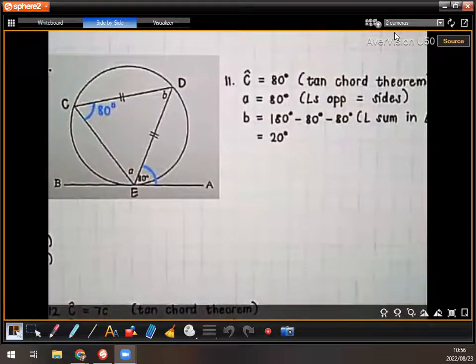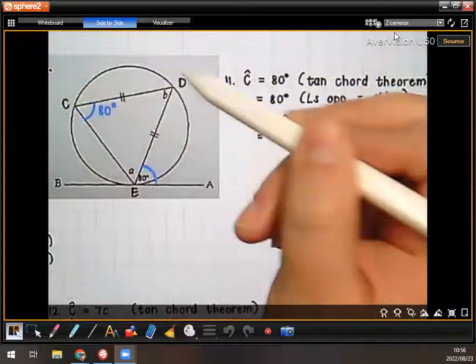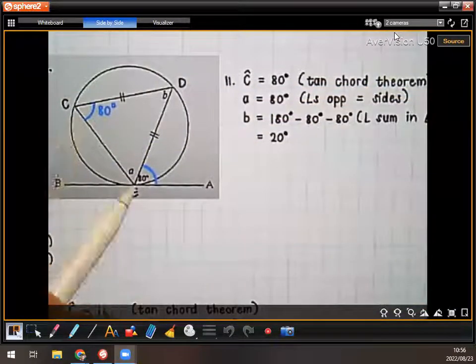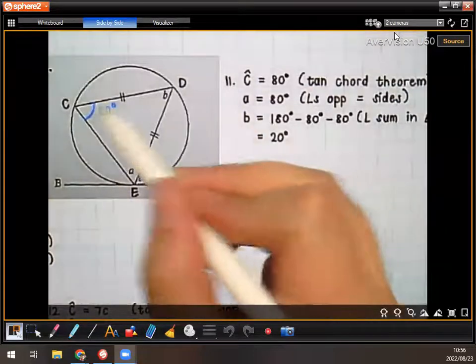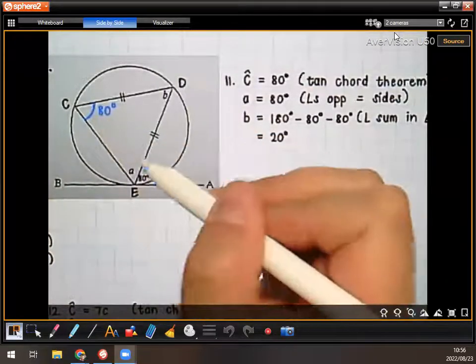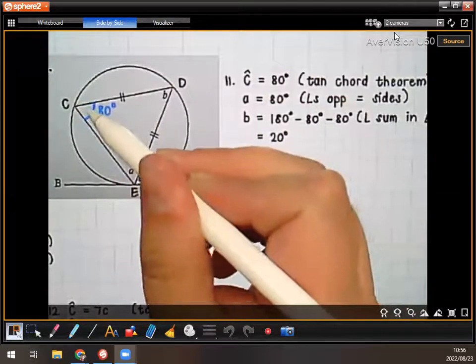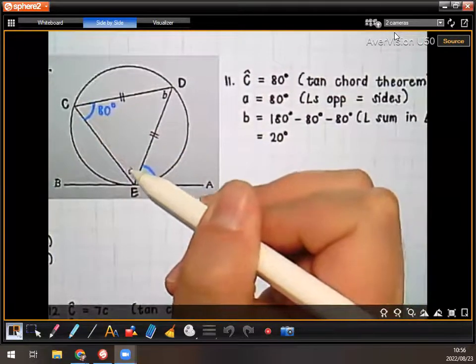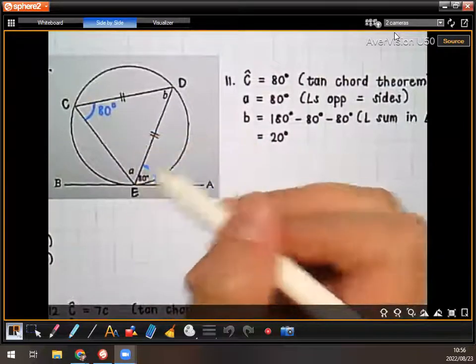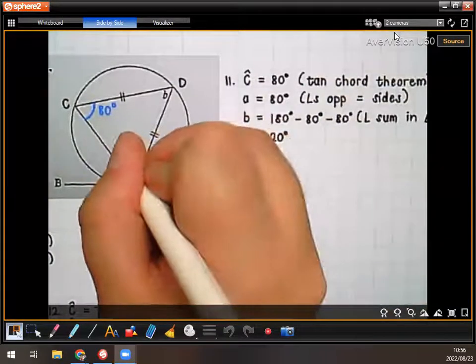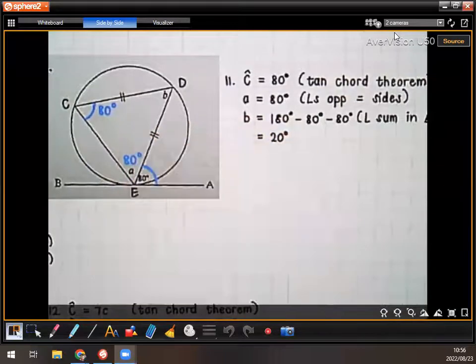But then, like I just said, because it is an isosceles triangle, these two angles are equal to each other, right? Because in an isosceles triangle, the angles opposite the equal sides are equal. So if that angle is 80, this one also has to be 80, because of angles opposite equal sides. So therefore A is 80 degrees, okay?